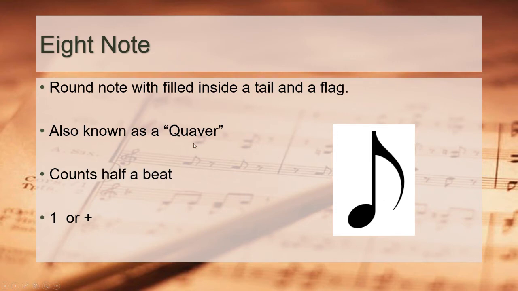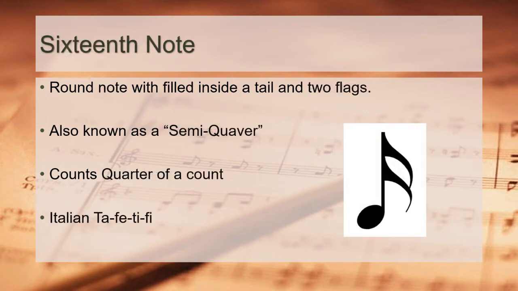Just again, for the British folk, this is called a quaver. And it counts half a beat. So it's either 1 release or 1 and release. So half a count. We're going to get to one more before I stop with these different types of notes, and that'll be our 16th note. This guy is a round note with a tail and 2 flags.